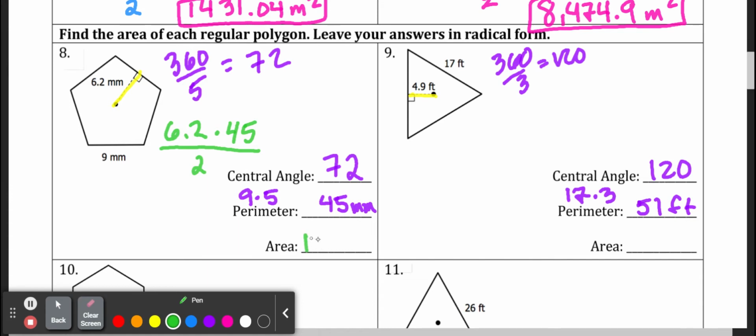139. Nope, doesn't like that. That was weird. 139.5. I'm using a different tablet, so it's a little mysterious on how it's working. But overall, it's working okay. So apothem, 4.9 times the perimeter, 51 divided by 2. Oh, boom, booyah, 124.9. And again, we should put units of measure on here, feet squared, and this is millimeters squared.